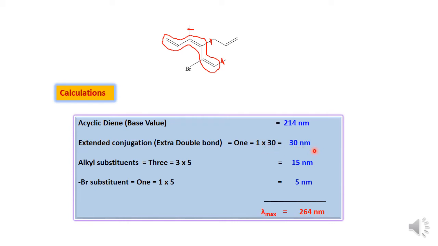So these are the additions that we have to make to the basic value, and after this you will get the lambda max value. So the total sum of these increments is 264 nanometer. So the lambda max value for this particular compound is 264 nanometer.